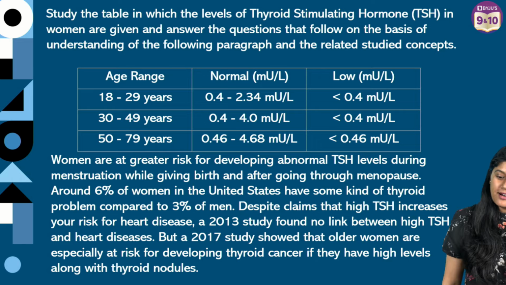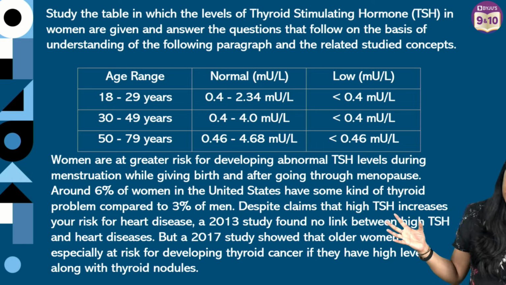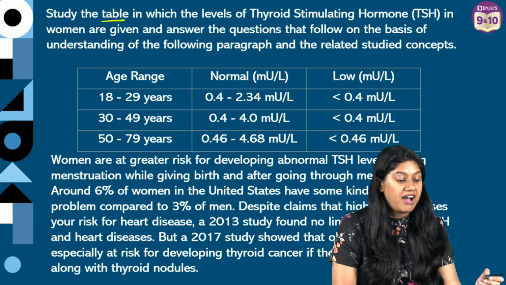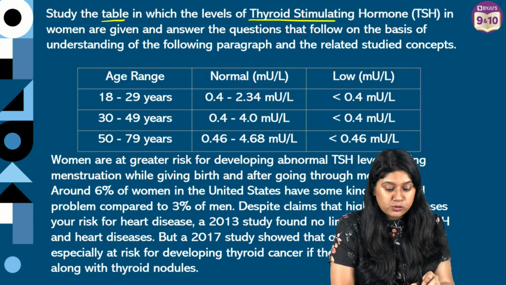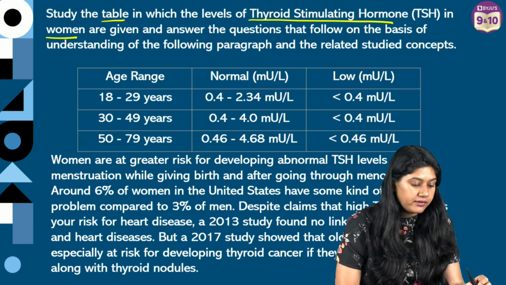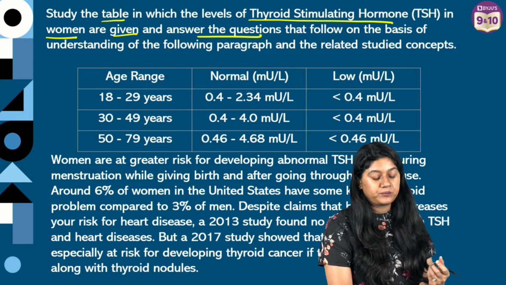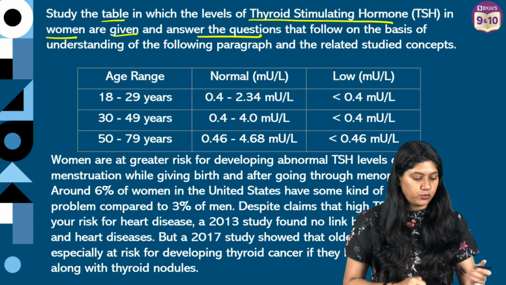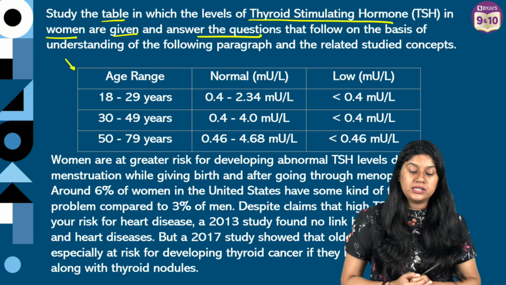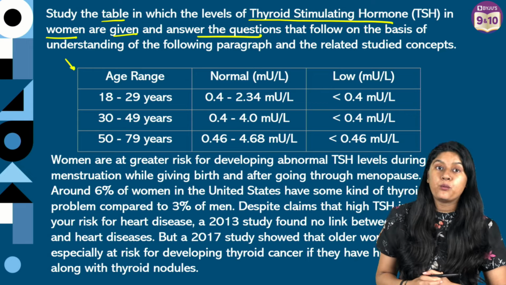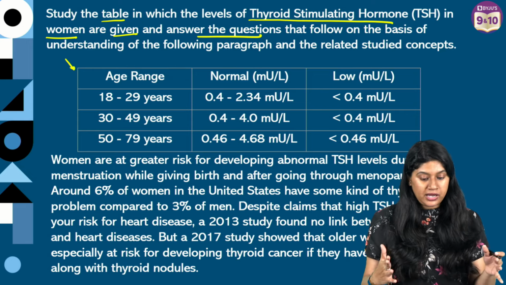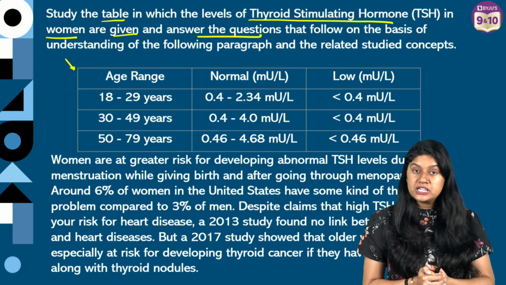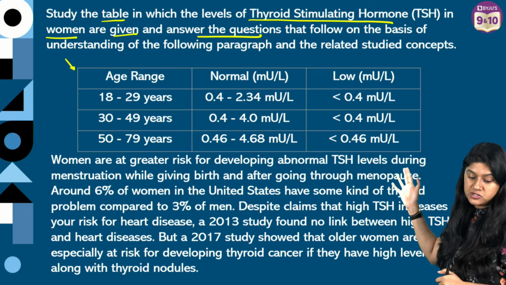So we'll be reading the statements, or we'll be reading a paragraph. Let's take a look over here. We have to study the table in which the levels of thyroid stimulating hormone in women are given, and answer the questions that follow on the basis of the understanding of the following paragraph and related to the study topic. So we have the table which talks about the thyroid stimulating hormone level in women. We have a range from 18 to 29, the normal range and the low range. We have the age of 30 to 49 and the range of 50 to 79. Now let's take a look over here in this particular paragraph.